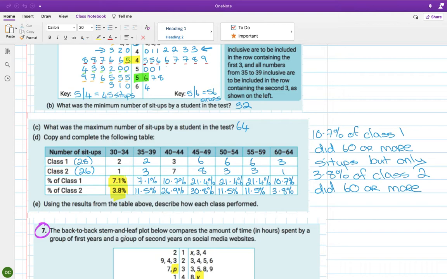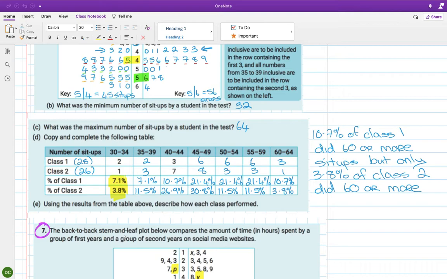I think, let's see, 21.4 plus 21.4 plus 21.4 plus 10.7. So that's like 74.9%. And 30.8 plus 11.5 plus 11.5 plus 3.8. Yeah, that's only 57. So I'm looking there at this bit of the data.